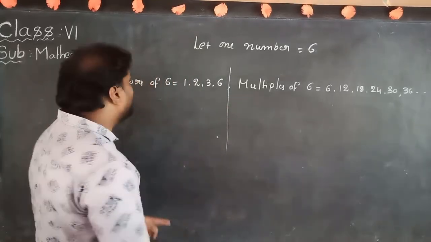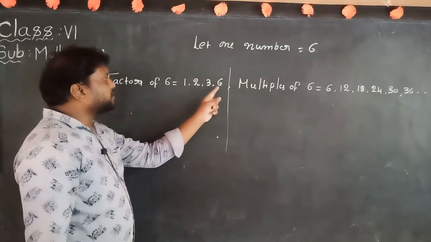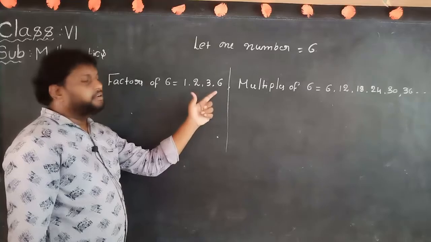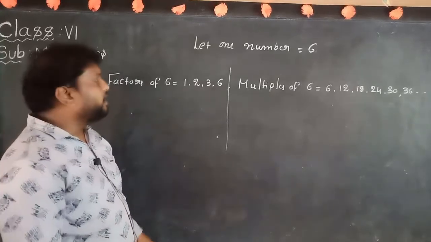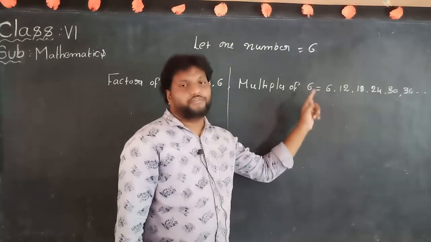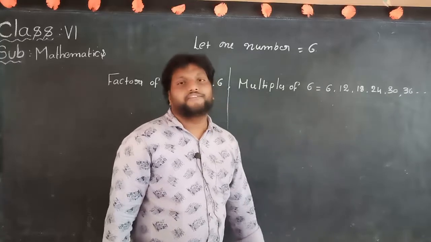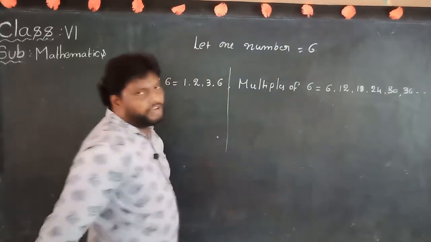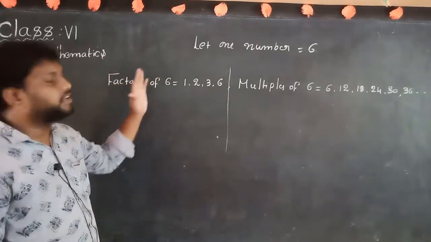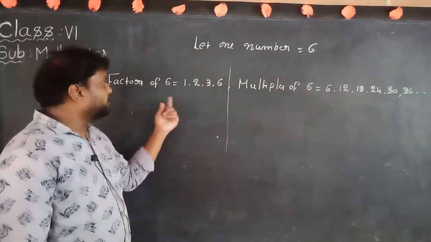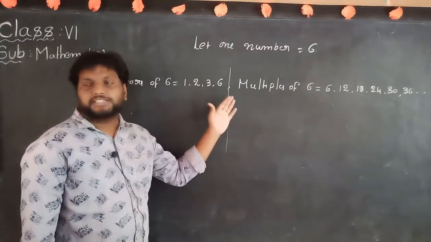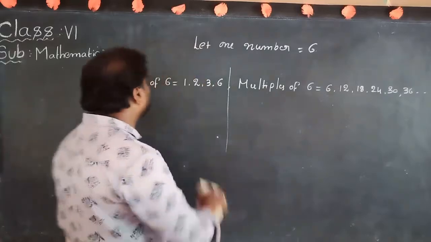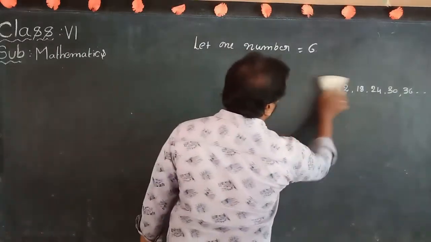And one more thing, in factors, the last factor is equal to the given number. In multiples, the first value is equal to the given number. In multiples, that same number itself will come first. In factors, itself will come last. This is the difference between factors and multiples.